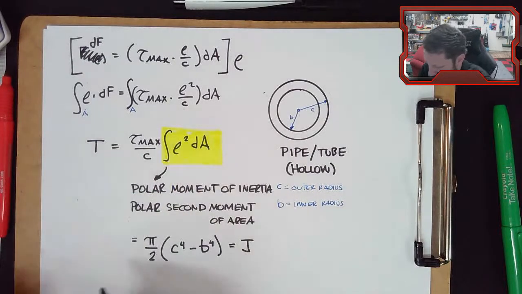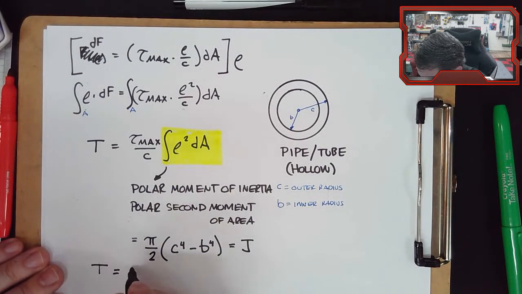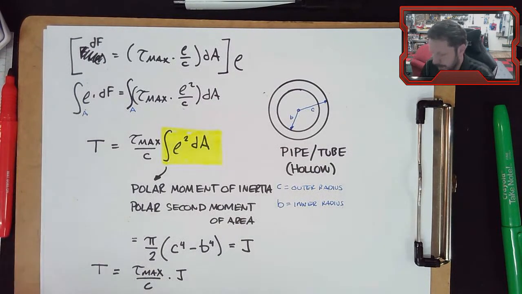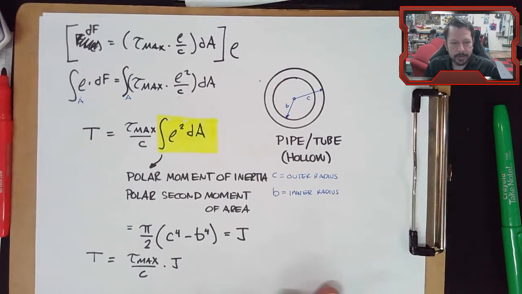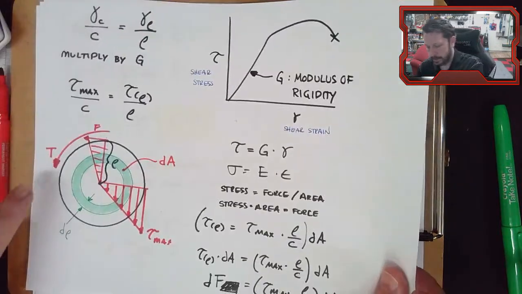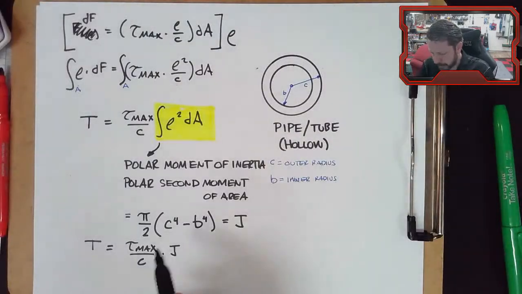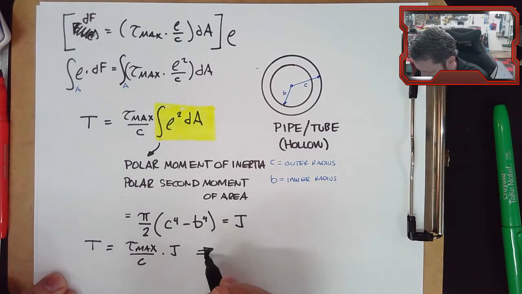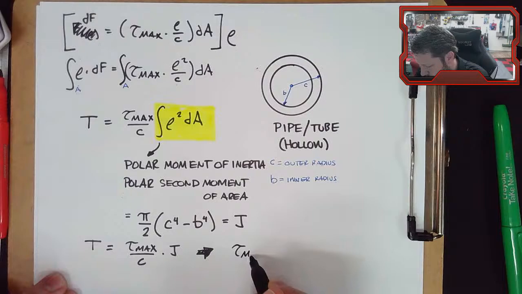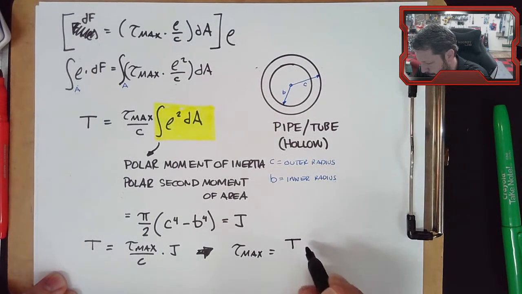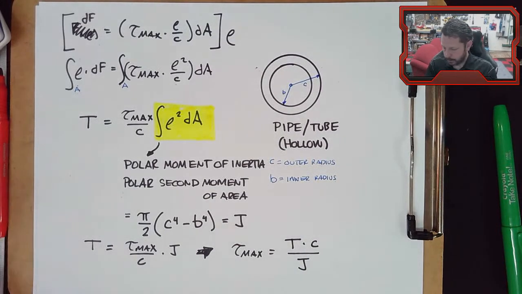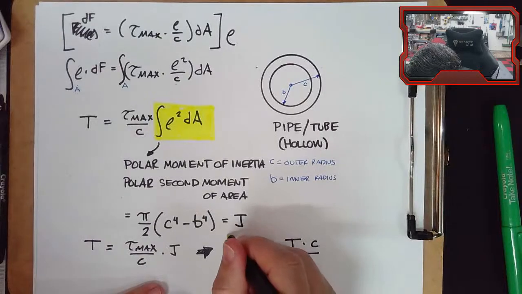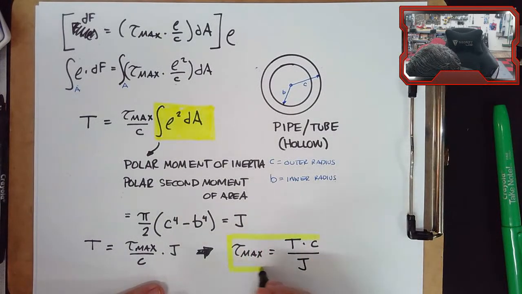So we would have this equation typically written as tau max equals T c over J, except normally you're not solving for T. You normally know T, it's the external torque that's applied to the shaft. Normally you're solving for the maximum shear stress. So normally how you see this is tau max equals T times c over J. That's the normal torsional shear stress equation that you're going to use.